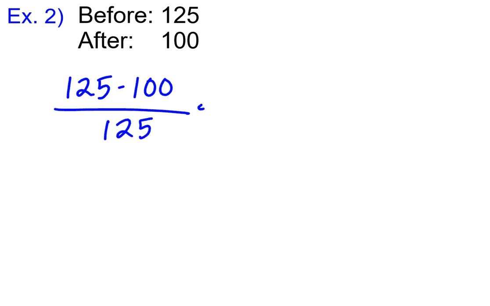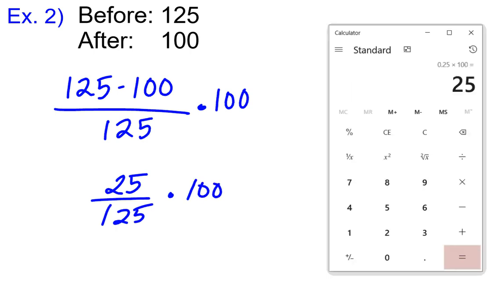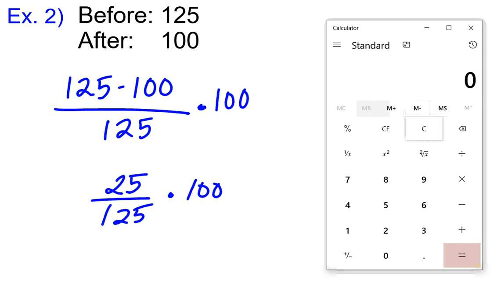So we've got to note the change. So we start with the difference, or the change itself, which is 125 minus 100. And we're going to divide by the original amount, which is 125. Again, to get the percent, we're going to multiply times 100. 125 minus 100 is 25, divided by 125 times 100. Once again, I'm going to bring up that calculator. I'm going to clear it here, and I'm going to show you 25 divided by 125, and we're going to get 2/10. So that's for the fraction.